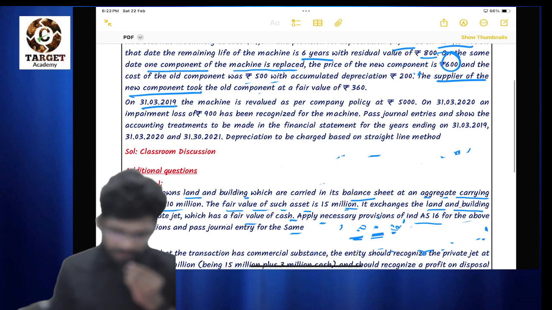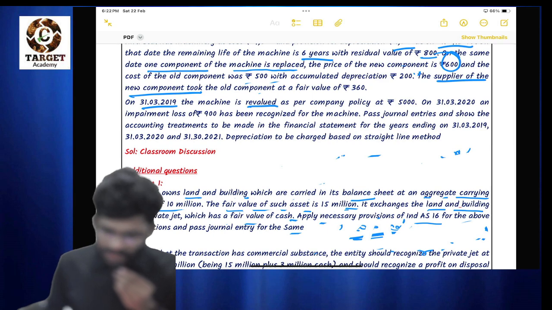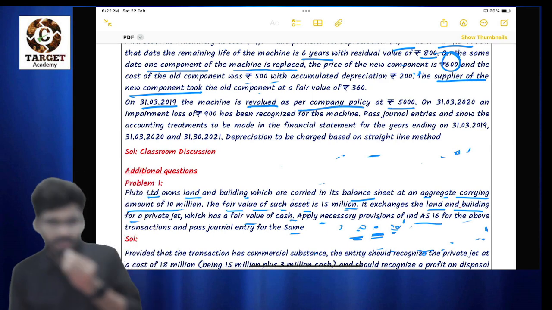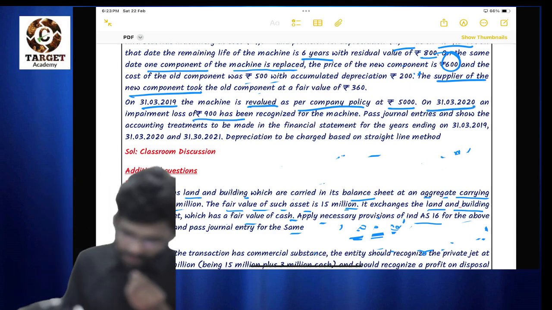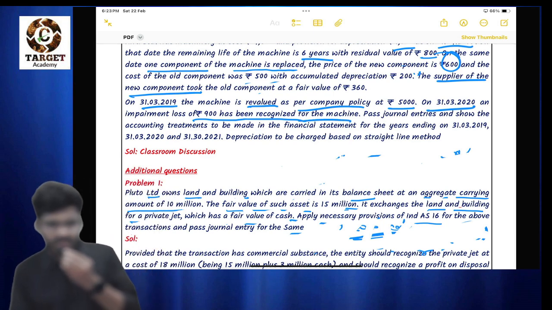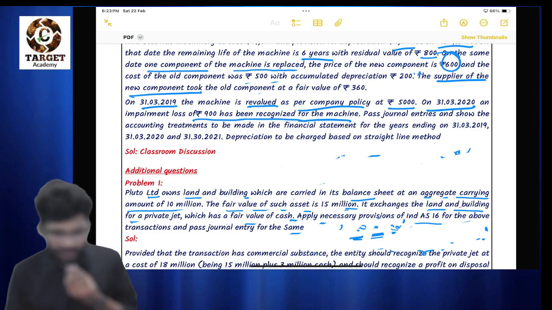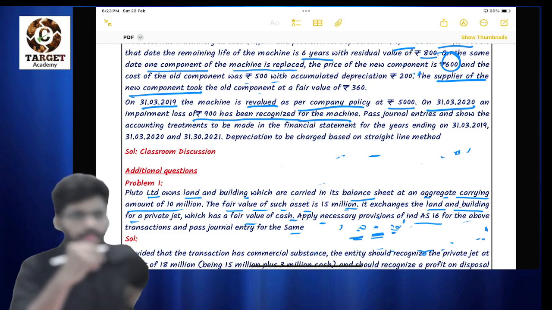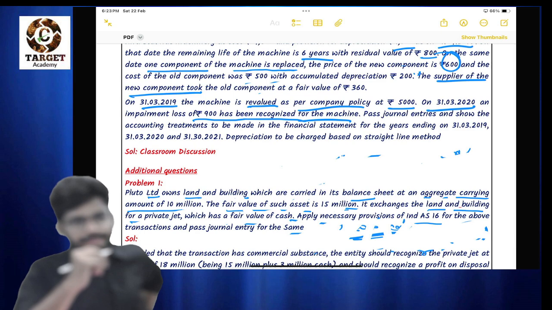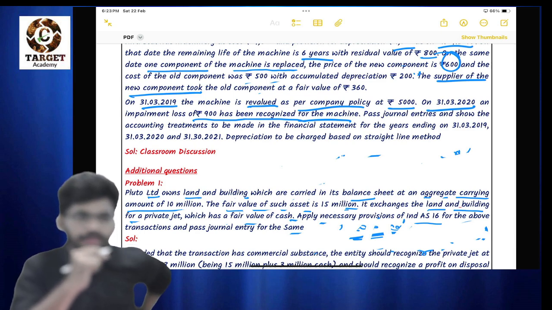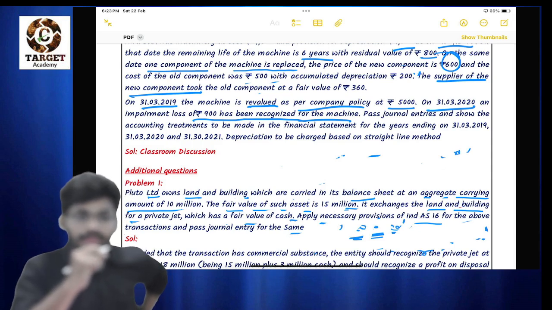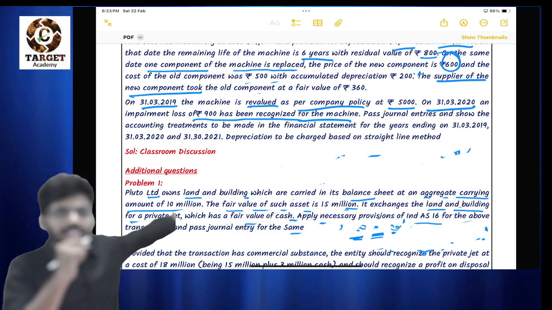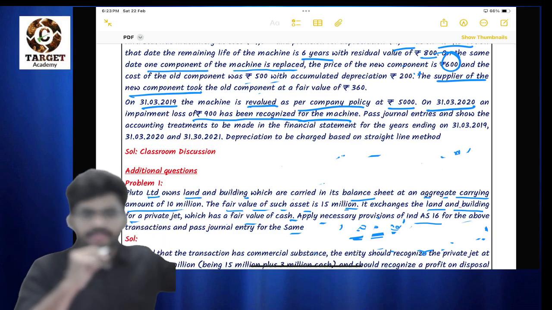Next, on 31st March 2019, the machine is revalued as per company policy at 5,000. On 31st March 2020, an impairment loss of 900 has been recognized for the machine. We already discussed one point. When we have any revaluation surplus from previous years, and in the current year we get an impairment loss, that impairment loss would normally be transferred to P&L. But in this case, we need to adjust it to revaluation surplus.